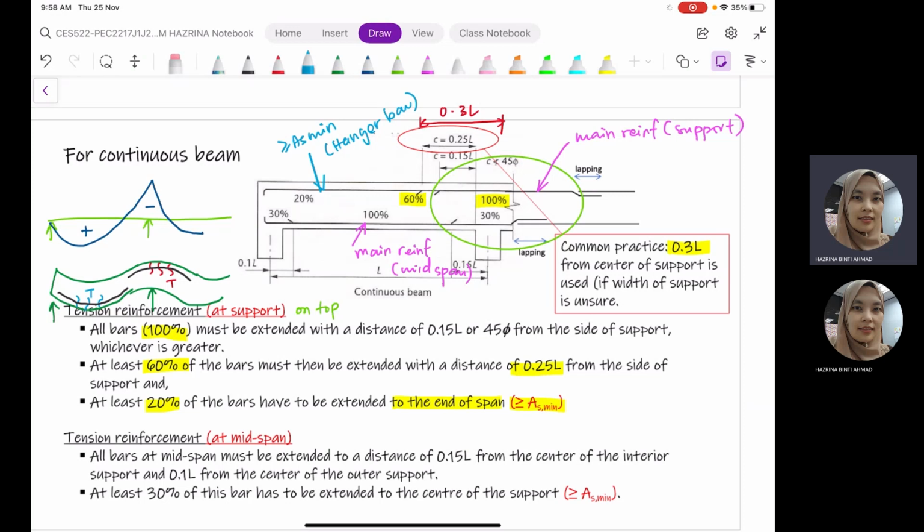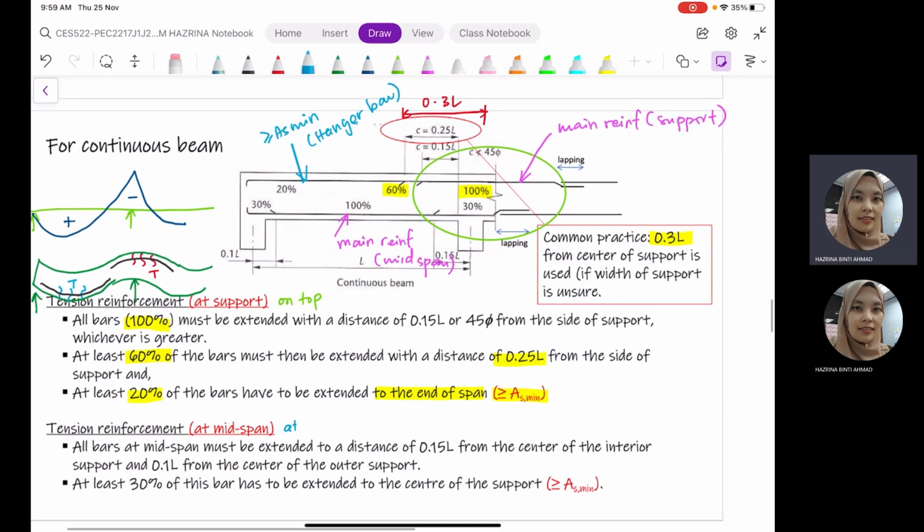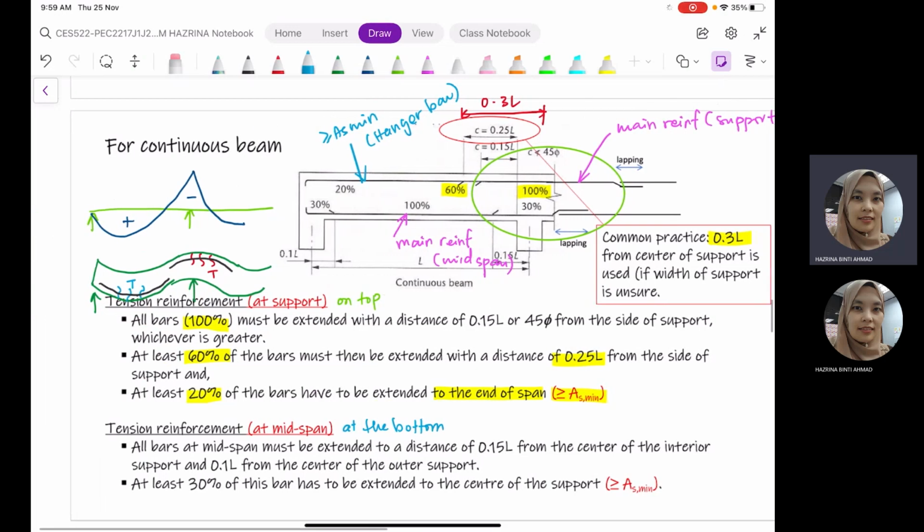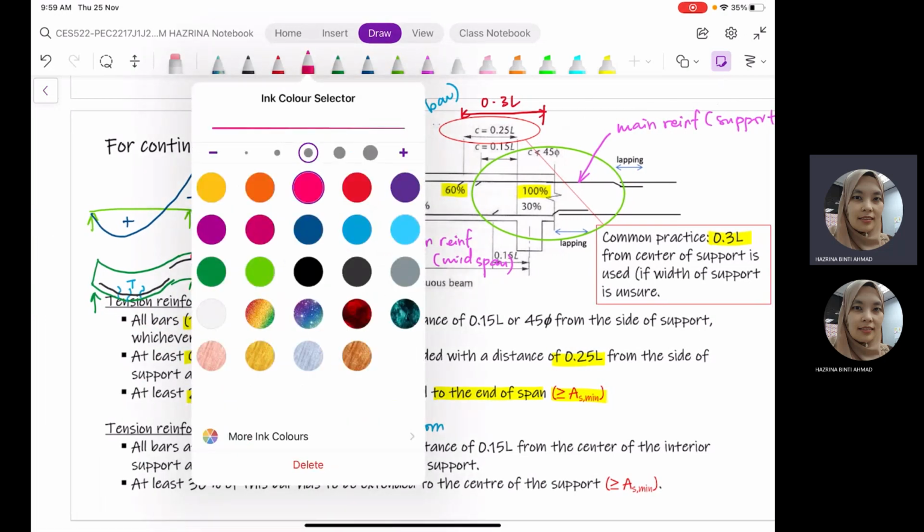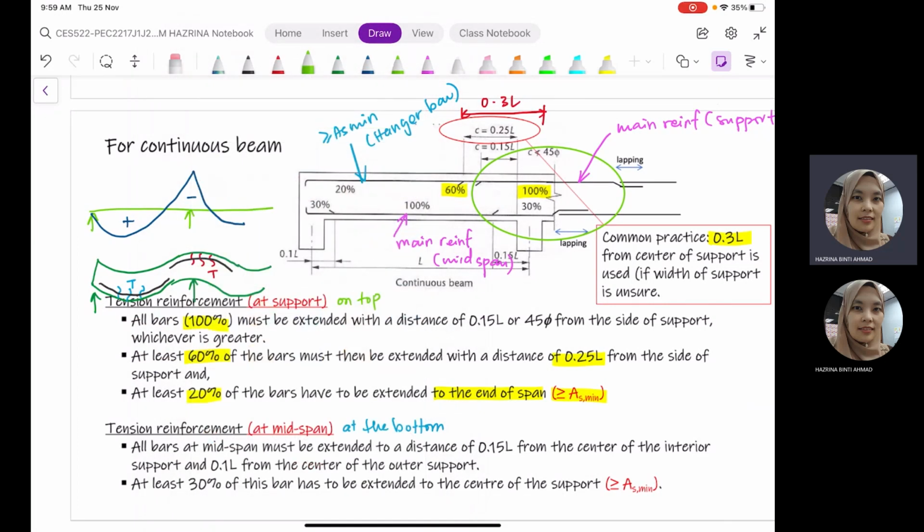The next one is for the tension reinforcement at midspan. So these will be the reinforcements at the bottom. Basically, this is reinforcement 1, the main reinforcement here, and this one will be reinforcement 2. So this is 1 and this is 2. For tension reinforcement at midspan, all bars at midspan must be extended to a distance of 0.15 L from the center of the interior support and 0.1 L from the center of the outer support.